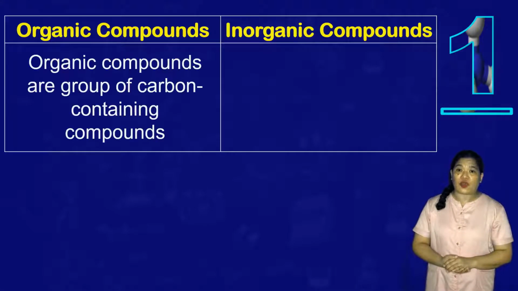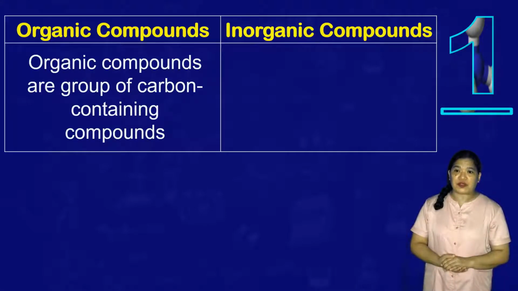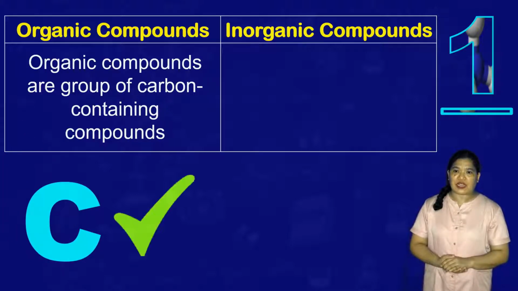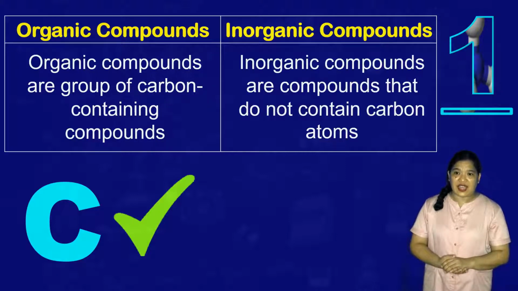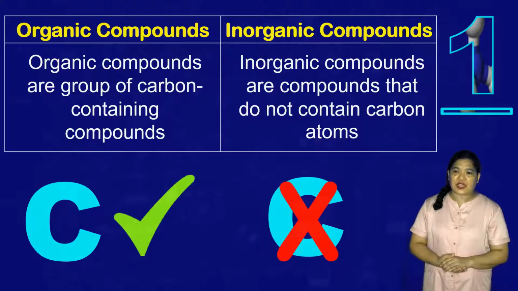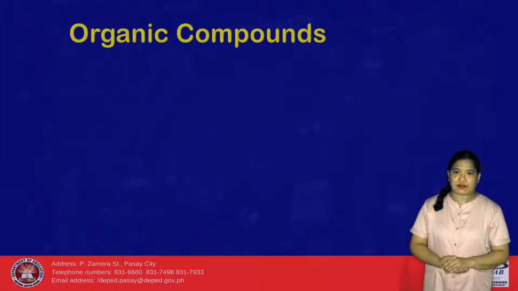Number 1. Organic compounds are a group of carbon-containing compounds. These compounds are naturally produced by living organisms like plants and animals, but can also be produced artificially. On the other hand, inorganic compounds are compounds that do not contain carbon atoms. These compounds are obtained from the natural processes which are not related to any of the life forms on Earth or any result of human experiments which are conducted in laboratories.